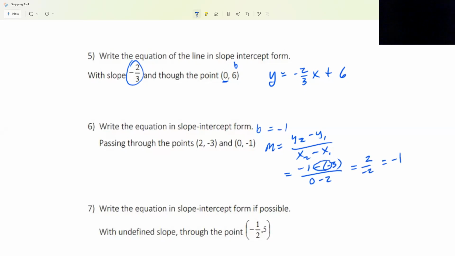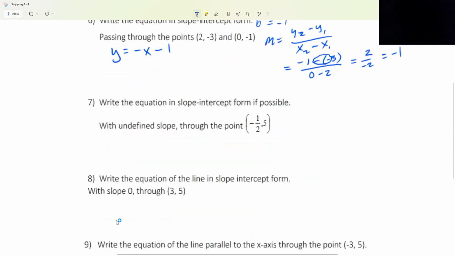Okay, great. So now we know everything. So we get y is equal to -x, or you can put -1x if you want to. All right, minus 1. Okay, so your slope here is -1, your b is -1, and you're done.